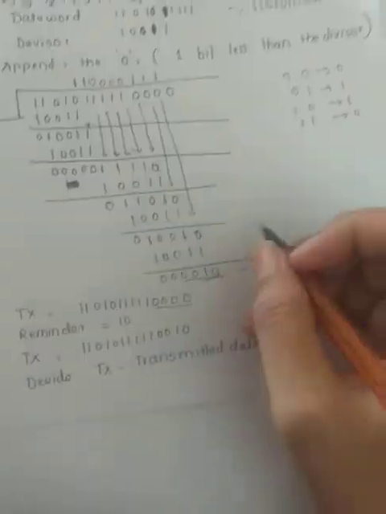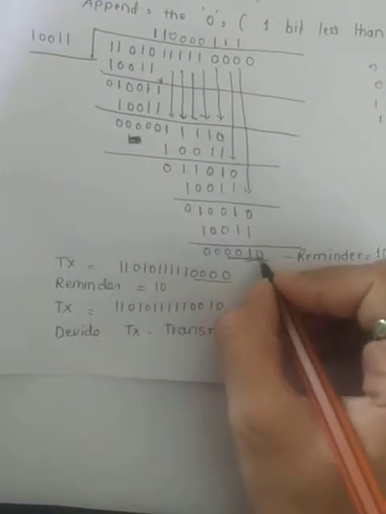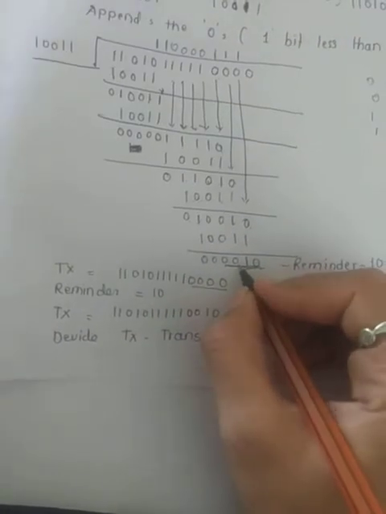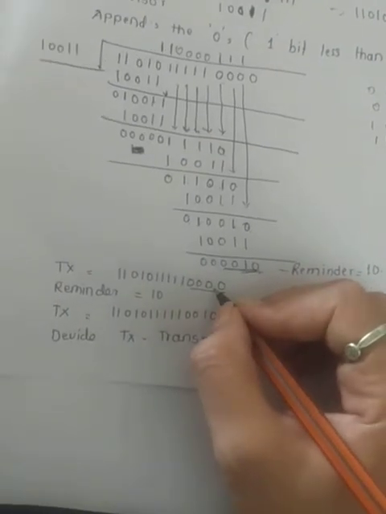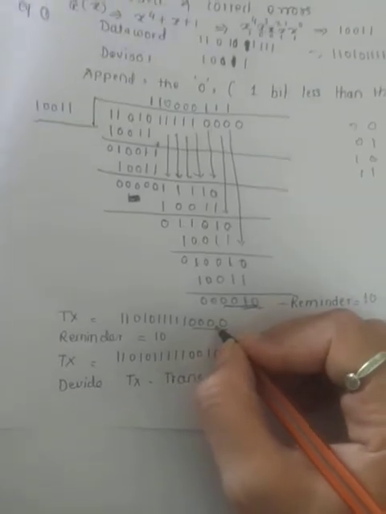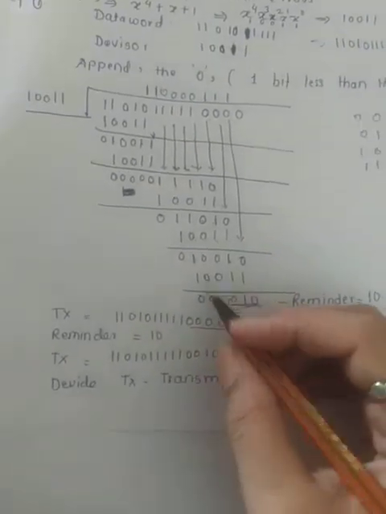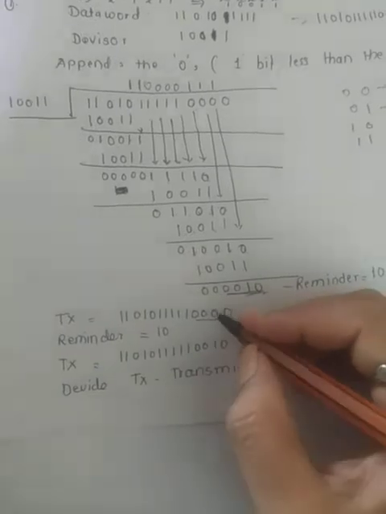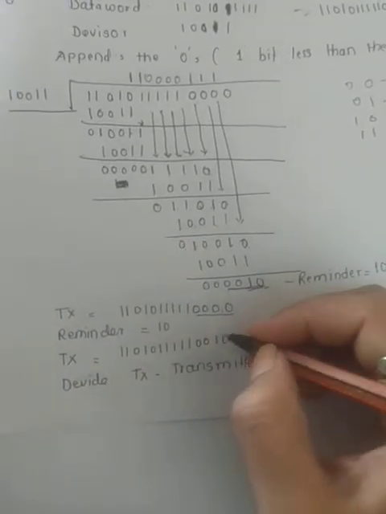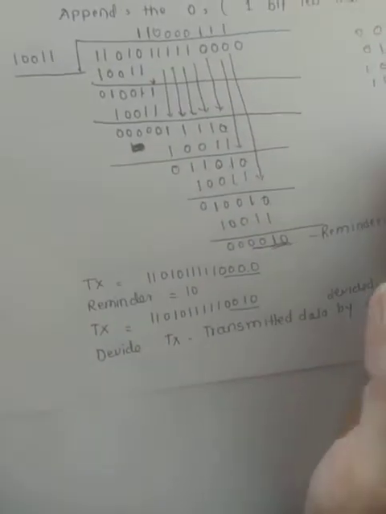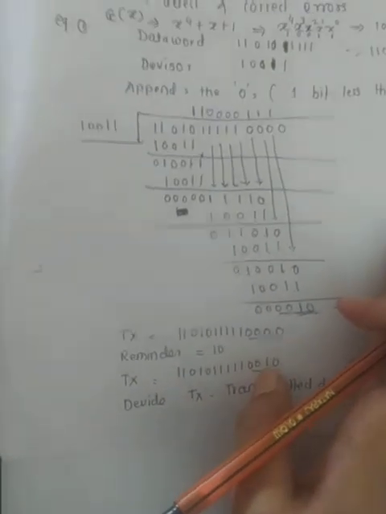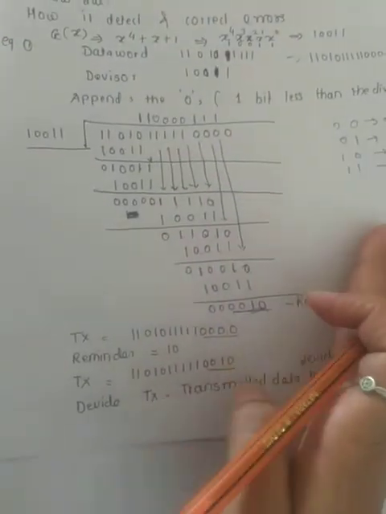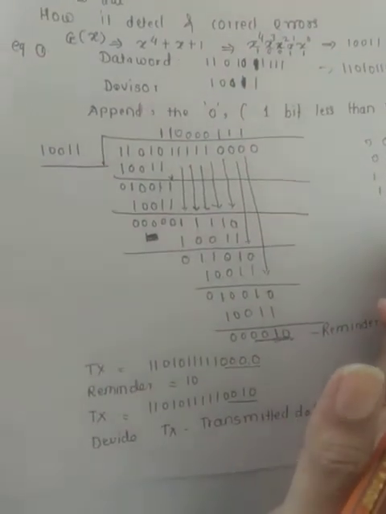So we consider here the 4 bits to be obtained in the remainder, and this 4-bit remainder is added to the last 4 bits of the transmitted data of the data word. So 0010. This 0010 is to be added to the TX, so we get the final transmitted data that is to be sent to the receiver. This is step 1.